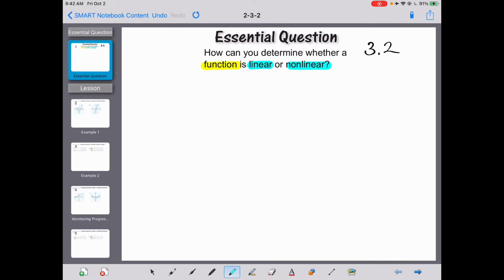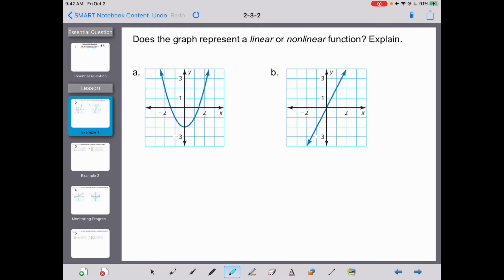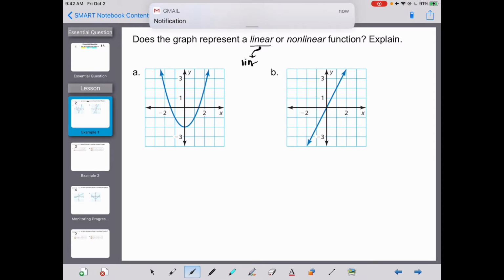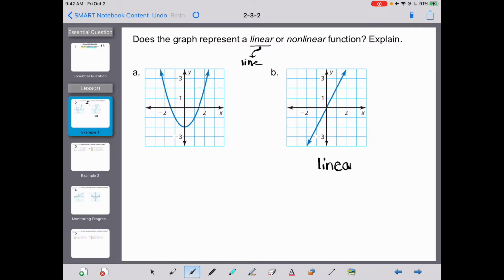So the first way we're going to look at this is with graphs. Does the graph represent a linear or nonlinear function? The word linear comes from the word line. So if you see a line in the graph, then yes, it is a linear function. So if you look at B, it is a linear function.